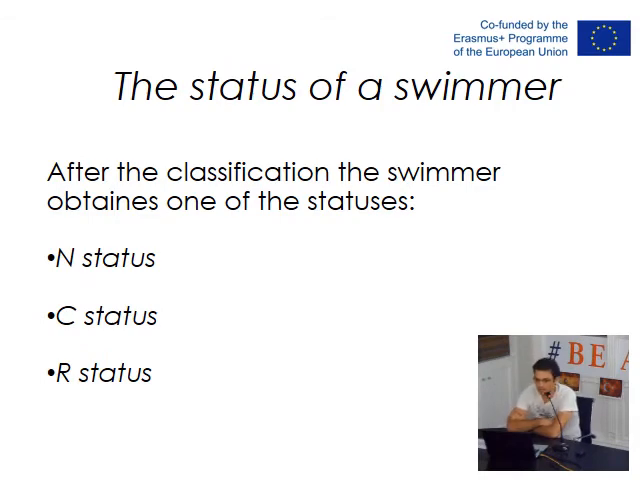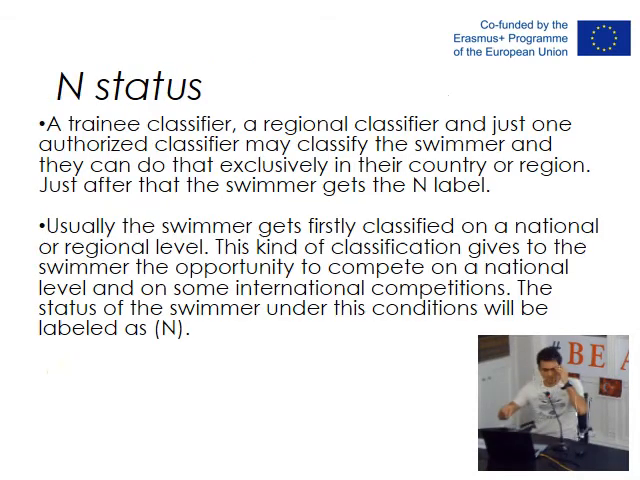As for the status of the swimmer, after the classification, the swimmer obtains one of the statuses: N, C, or R. N status is given by a trainee classifier or a regional classifier, and just one authorized classifier might classify the swimmer, and they can do that exclusively in their country or region.